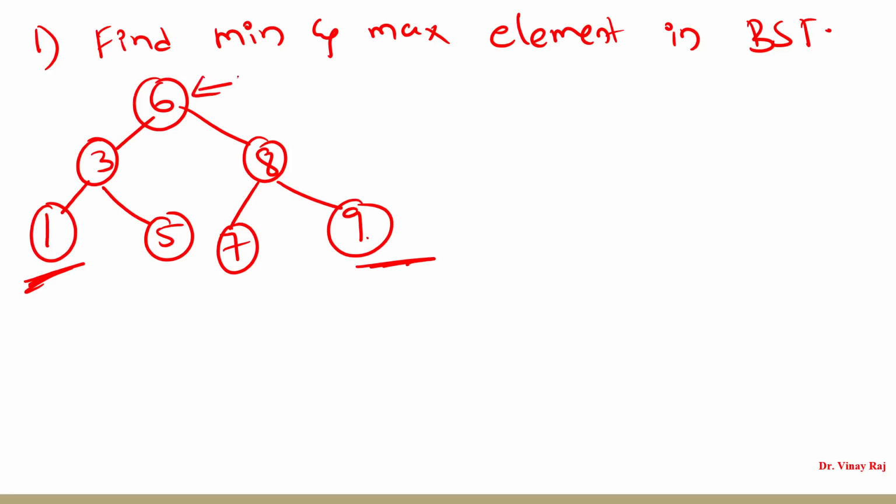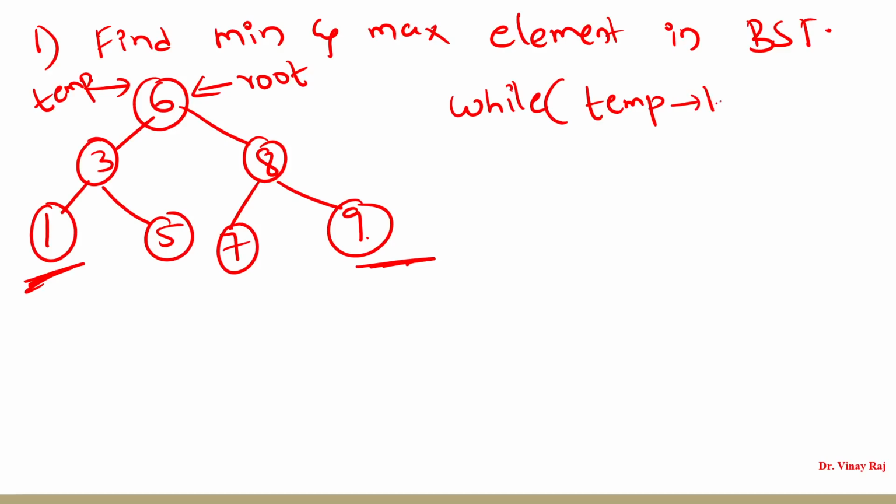This is my root. What we try to do here is take a temporary pointer, then simply do until the temp left is not equal to null. Until temp left is not equal to null, simply keep doing temp equals temp left, temp equals temp left. So, is 6 left not equal to null? Yes, it is not equal to null.